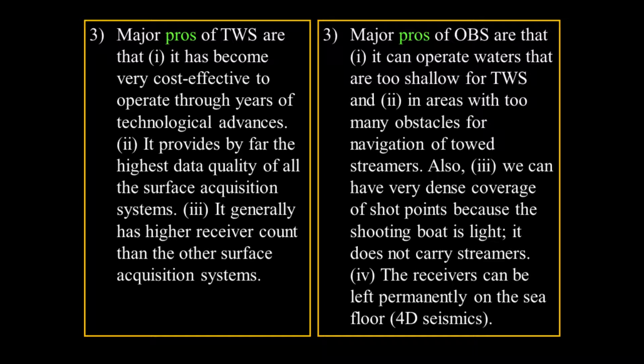Major pros of OBS are that 1. It can operate in waters that are too shallow for TWS. 2. It can also operate in areas with too many obstacles for navigation of towed streamers. And 3. We can have very dense coverage of shot points because the shooting boat is light. It does not carry streamers. 4. The receivers can be left permanently on the seafloor, such as for 4D seismics.